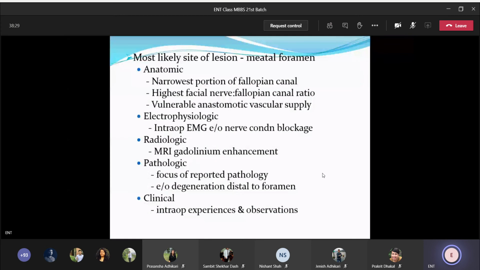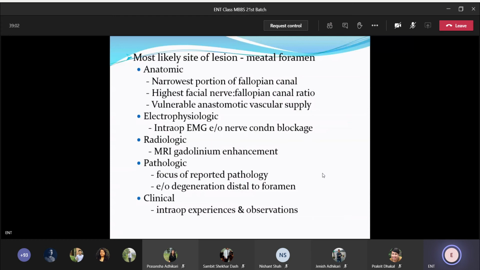This is an MCQ: in Bell's palsy, what is the likely site of the lesion? In Bell's palsy there is edema and compression of the nerve, which causes decreased nerve conduction, which causes the nerve palsy. And why the meatal foramen? It is the narrowest portion of the fallopian canal. There is the highest facial nerve to fallopian canal ratio.